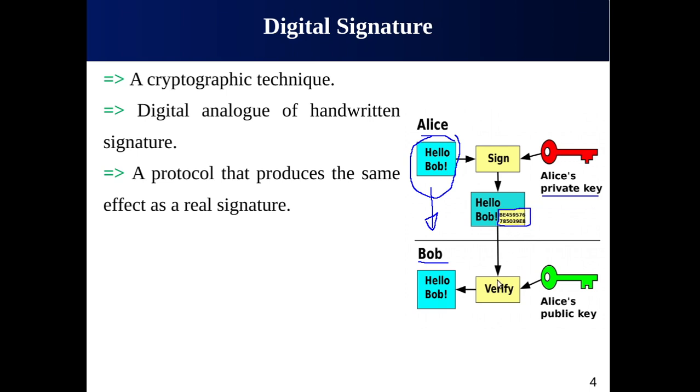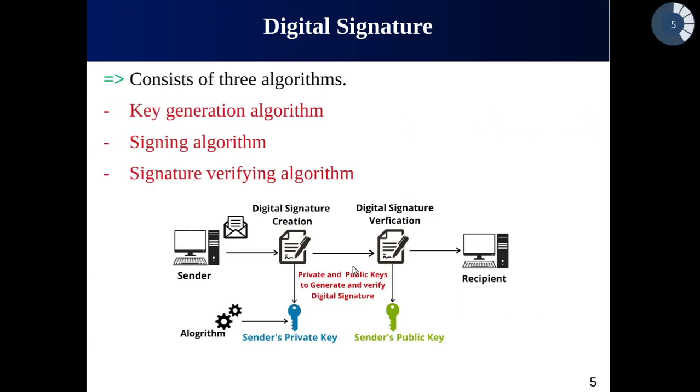Later on, when the message arrives at the receiver, the receiver's responsibility is to verify the document, and the receiver can do it by applying Alice's public key. With the help of Alice's public key, the receiver can verify whether the contents of the message are authentic or not. If something goes wrong with the message during transmission, then the receiver would not be able to derive this text. Okay, we will discuss it in more detail in the coming slides.